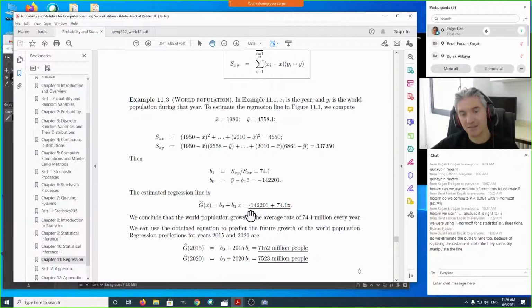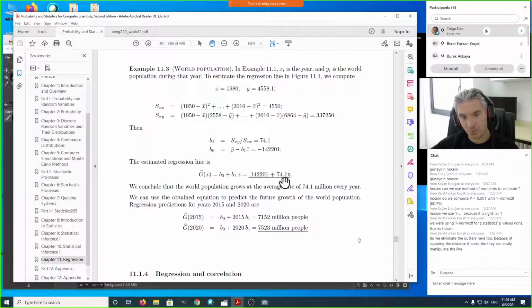So this is the estimated line, with the intercept being a very large negative number and with slope 74.1. If you put it in terms of X here, 2015 and 2020, to predict the population, it will give you 7.1 billion people and 7.5 billion people in 2020, which is not very far away. I think they're close to 8 billion these days, but it's not a bad prediction.